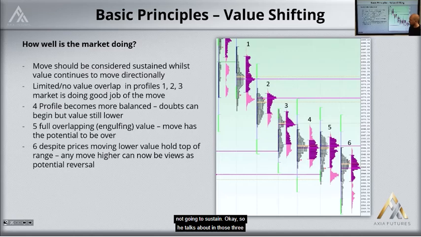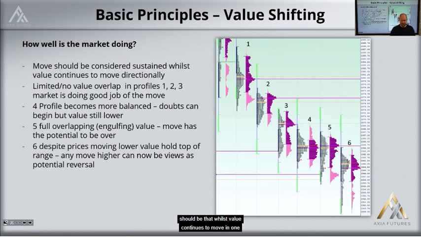Okay, so we talked about, in those three questions, asking yourself about how well the market is doing at what it's doing. I'm going to give you a couple of examples here. First one, just to illustrate. You're judging how well a market is going about its business by considering the movement in value. So I'll try to step this through.